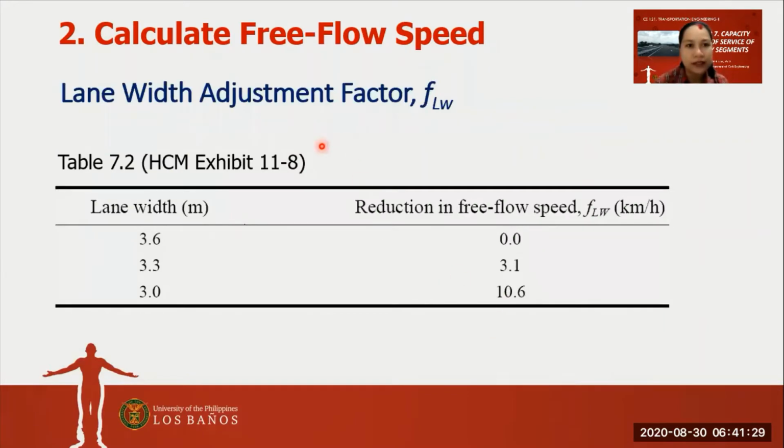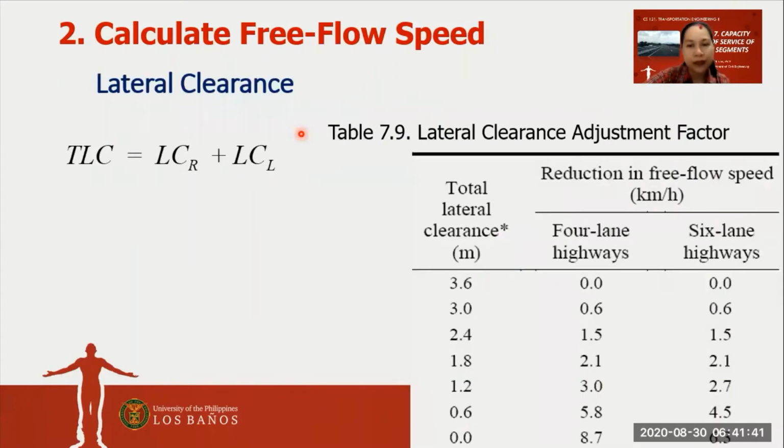So here is table 7.2. It's the same as the table we use in calculating the free flow speed for freeways. And then this table is different from that of the freeway. So the total lateral clearance should be equal to the lateral clearance at the right plus the lateral clearance at the left. So we will use this one and look at the table here. It should be the total lateral clearance in meters.